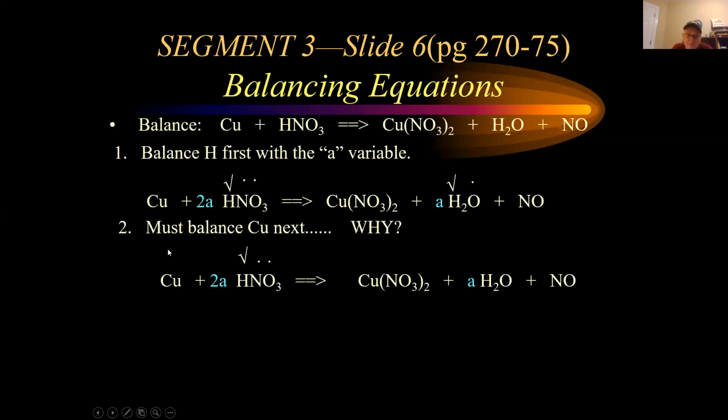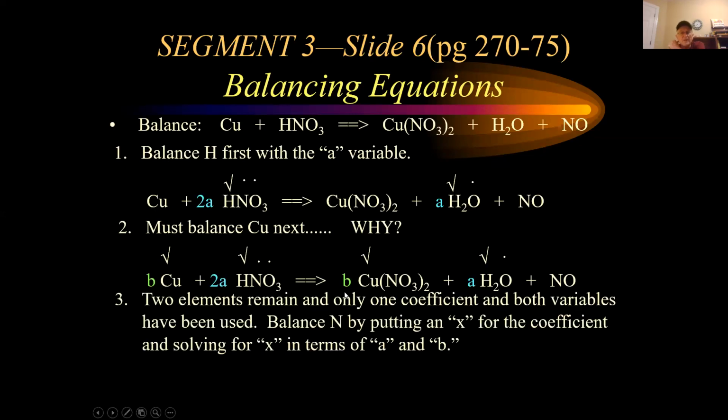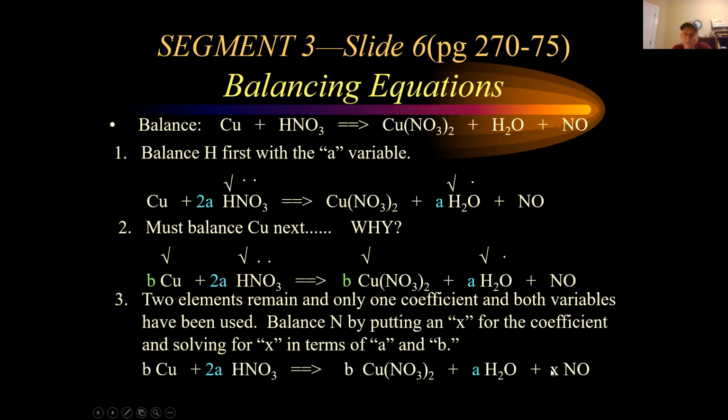So let me reproduce what I've got. And I need a B in front of the copper to balance copper on both sides. 1B copper and 1B copper over here. Now, copper is balanced. And now, I've got one coefficient left. And it's going to be involved in this reaction as well. So here's what I'm going to do here. It's a little trick. I'm going to put an X there and then figure out what it is in terms of A and B.